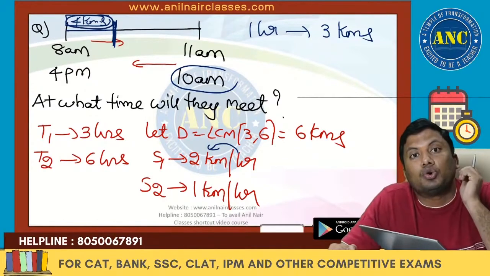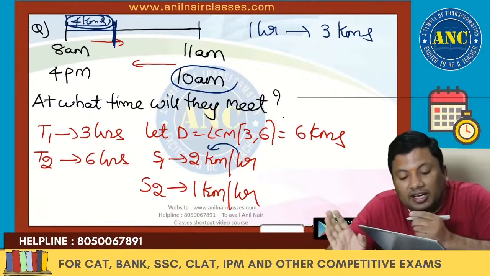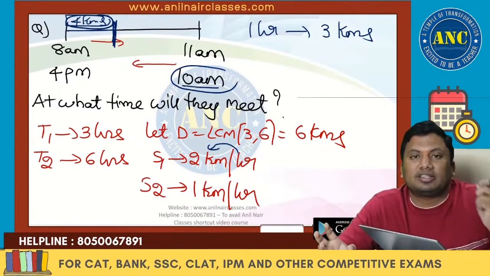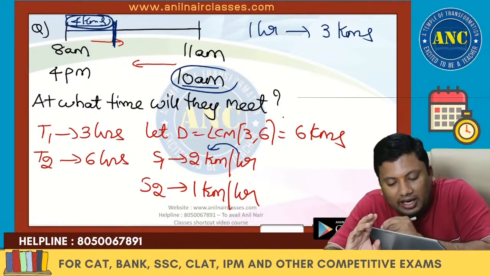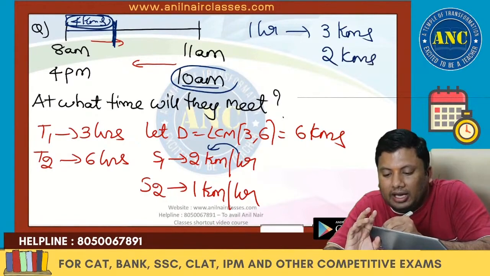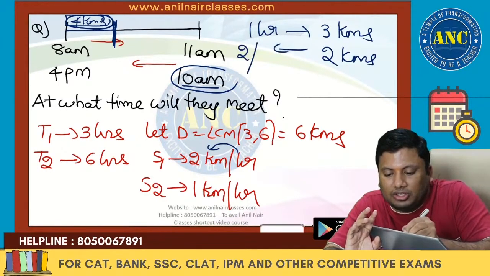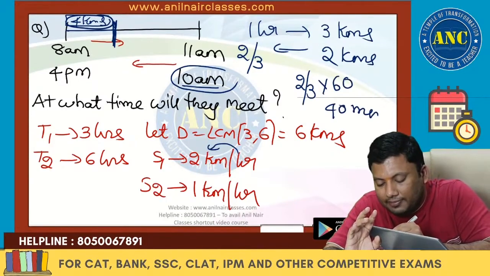Out of 6, 4 already traveled. Why? Because the 2 trains are not starting at the same time. The second starts at 10 a.m. The first started at 8. 2 hours it has traveled. So what is the remaining distance out of 6? 4 already traveled. Remaining is 2. This is nothing but 2 by 3 of an hour, 2/3 of 60, 40 minutes.